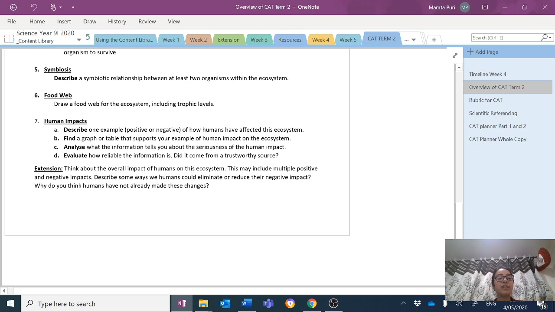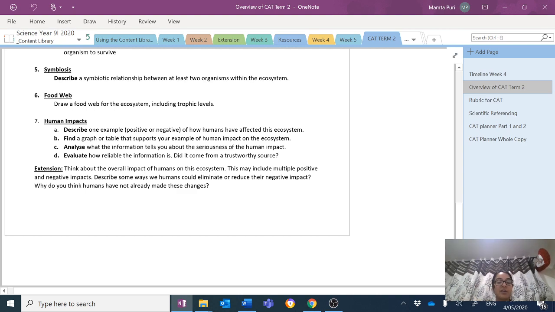Then lastly, evaluate how reliable the information is. Did it come from a trustworthy source? That will depend on how in depth you are looking for information on the net. Okay. Extension. Think about the overall impact of humans on this ecosystem. This may include multiple positive and negative impacts. Go not for one example, go for multiple, one, two, three. This will be your extension.